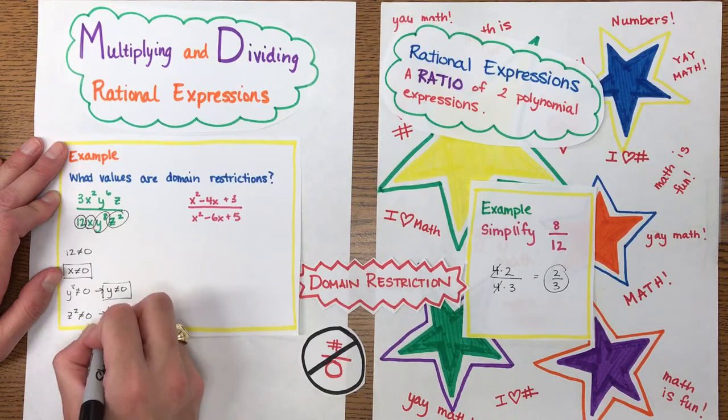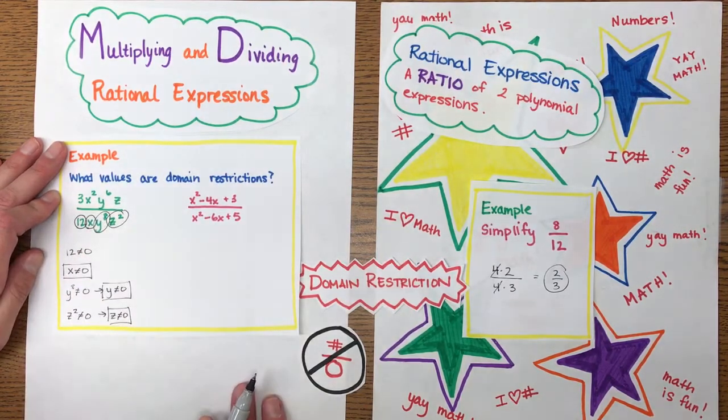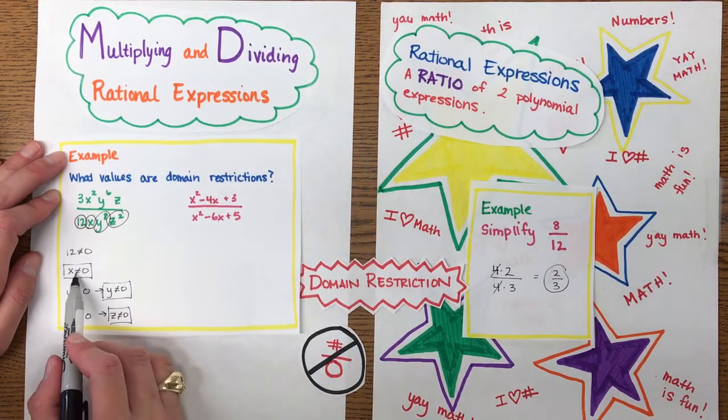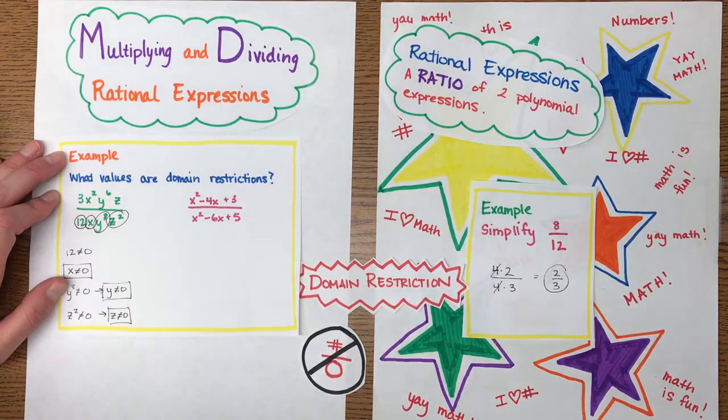So z cannot be equal to 0. So this has 3 domain restrictions. X, y, and z cannot be equal to 0.